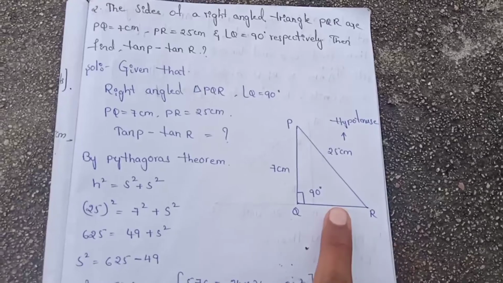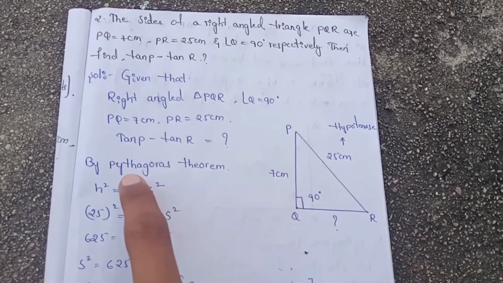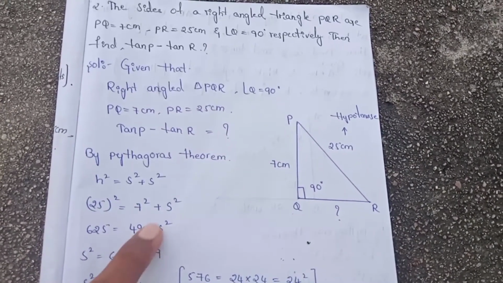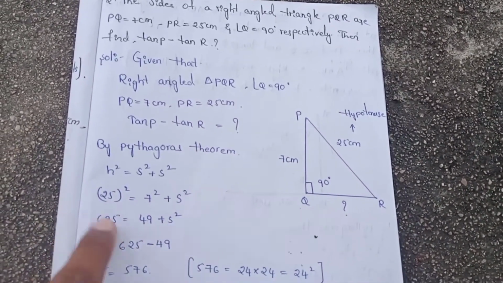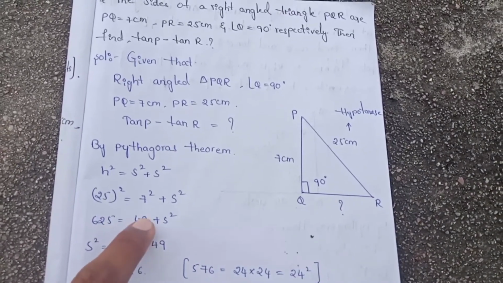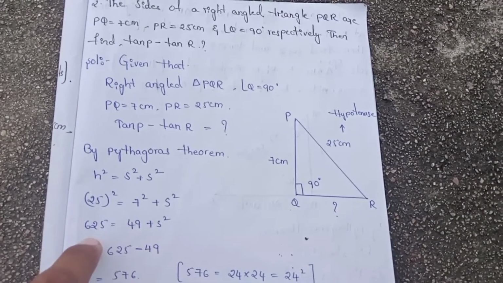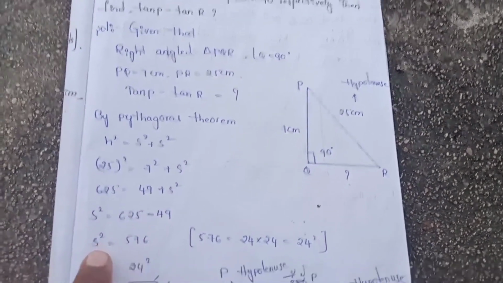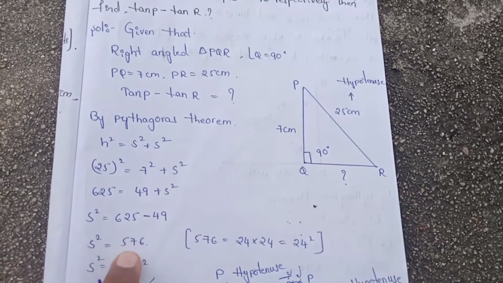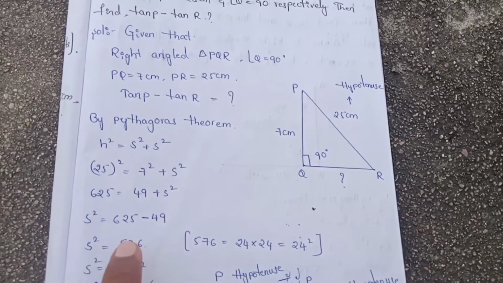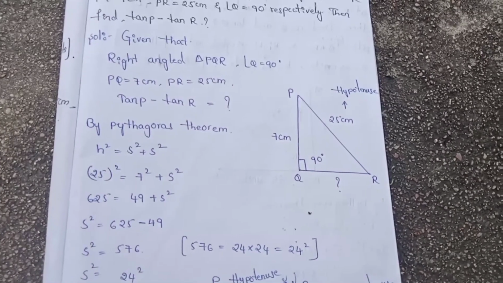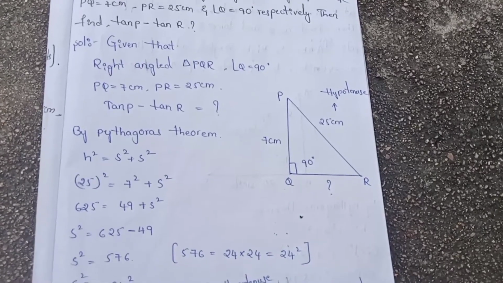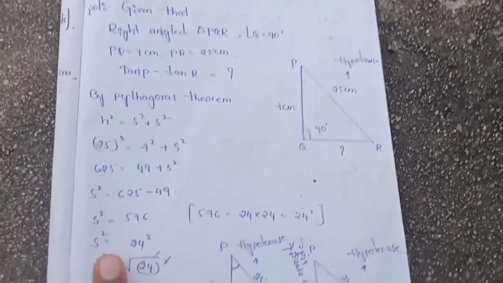So it is not mentioned, so we have to write it as it is. 25 square means 625. 7 square means 49. As it is, we write side square. See, 625 is greater than 49, so we send 49 to the other side. That means side square is equal to 625 minus 49. Side square is equal to 576. We have to write this 576 in the form of squares. 576 is equal to 24 into 24, which is 24 square.